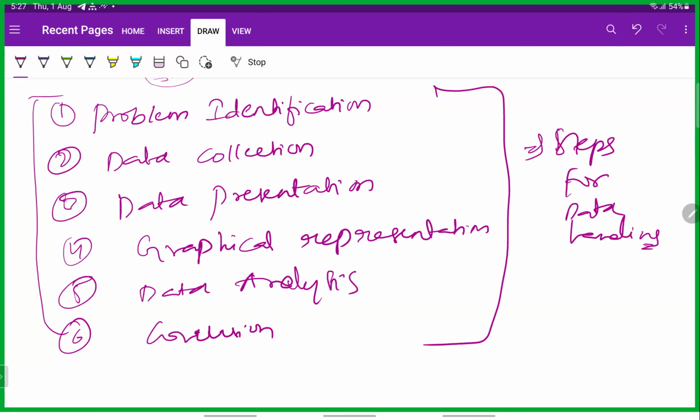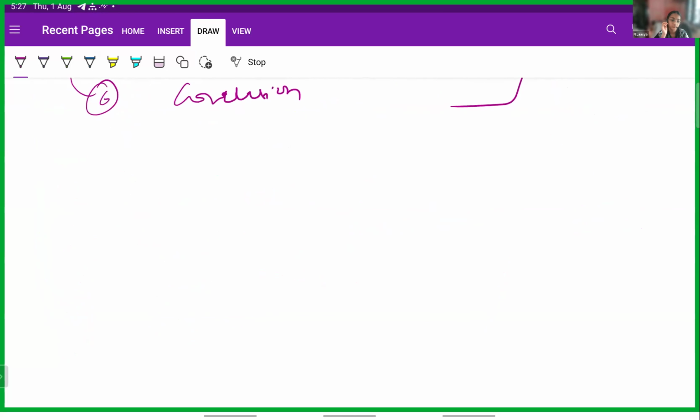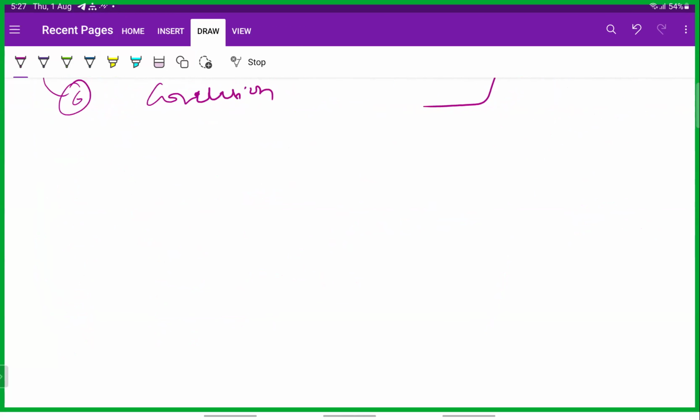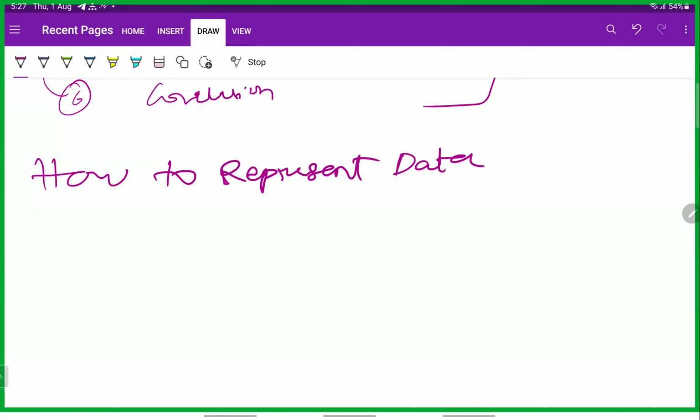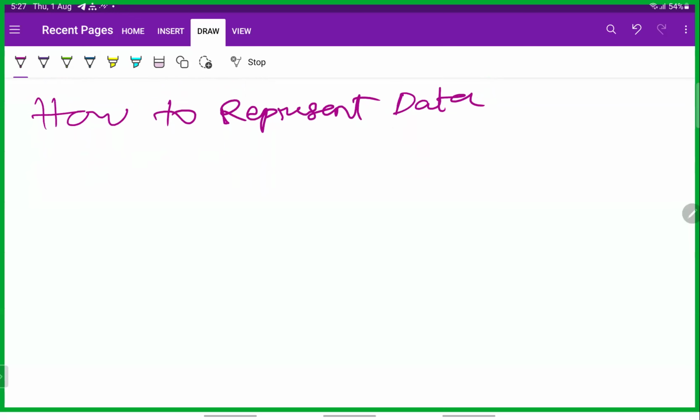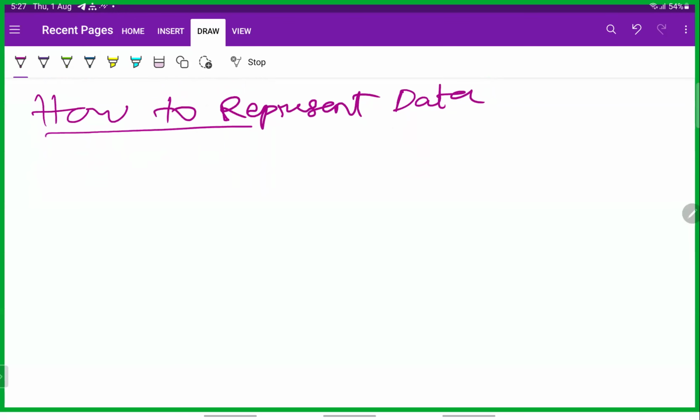So I guess I also explained each and every step. Fine. So now let's move on to how to represent data. There are some methods to represent data.